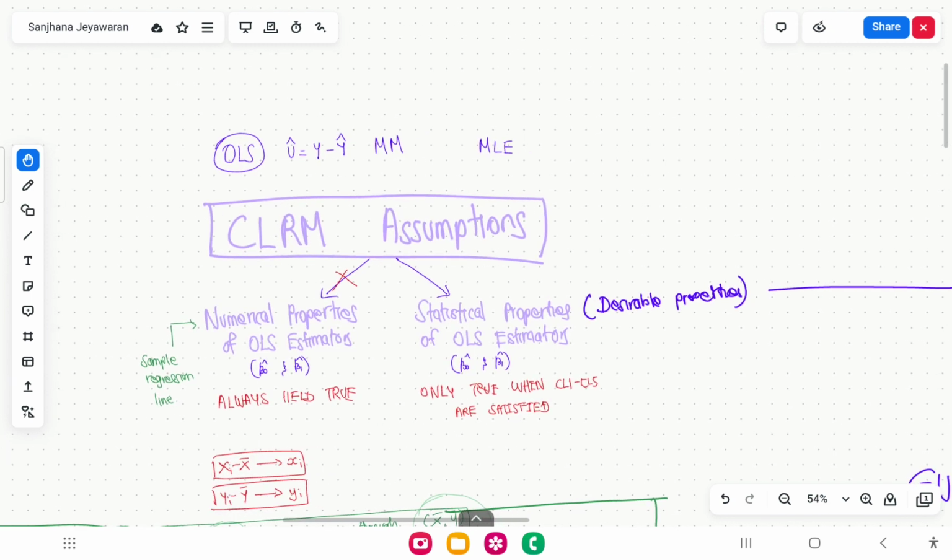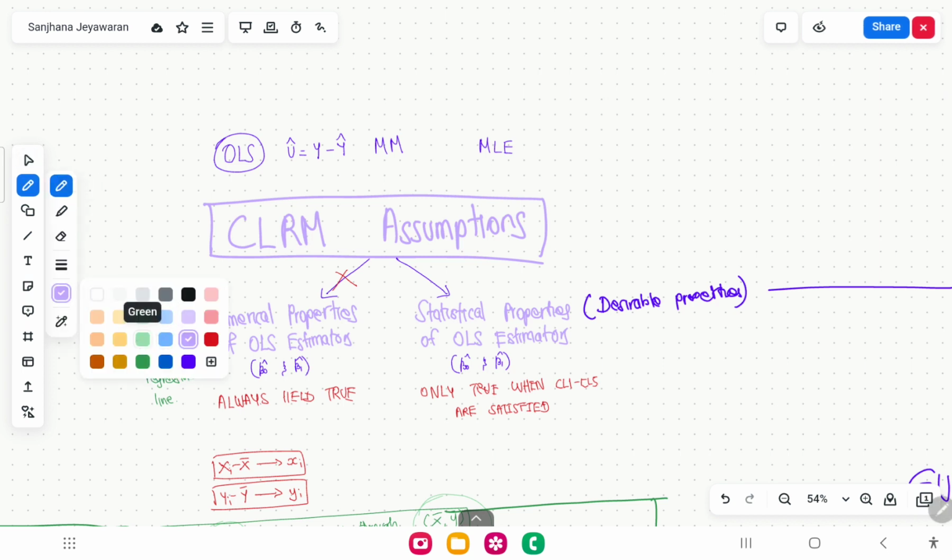Another thing is that numerical properties can be checked using data. That's why when talking about numerical properties, we look into the sample regression line. But we can't check statistical properties using data, because they are purely theoretical. So the only way to ensure that these statistical properties hold is to check whether the assumptions hold. If the assumptions are not violated and are all correct, then we can say that the statistical properties also hold.